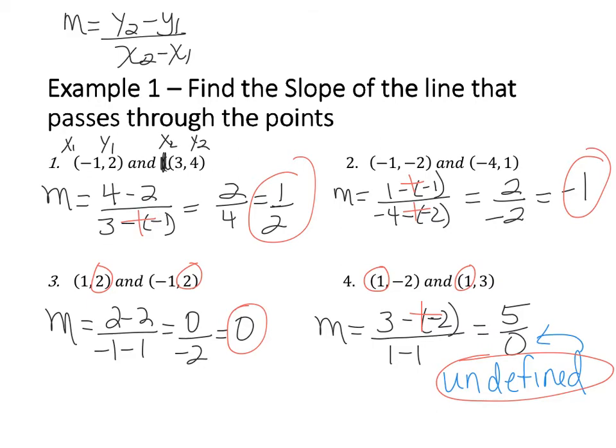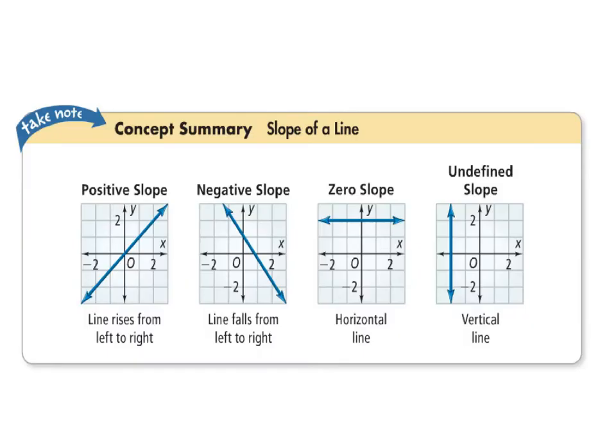And this leads us into the next slide. Basically, when you have a slope of a line, this is the type of lines you get. When you have a positive slope, your line is going to rise to the right. When you get a negative slope, it's going to fall to the right. And whenever you have a zero slope, it is a horizontal line. And an undefined slope means you have a vertical line.